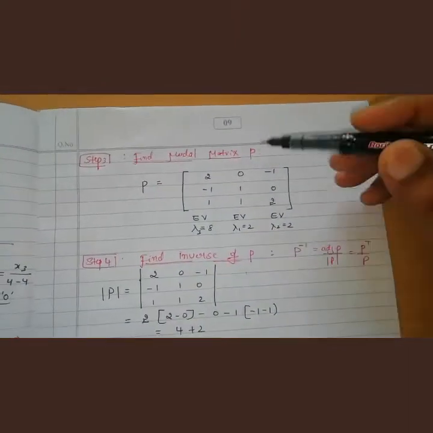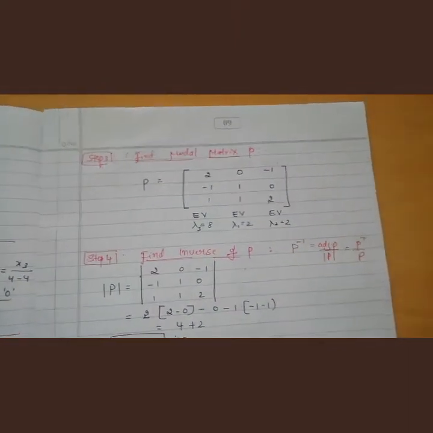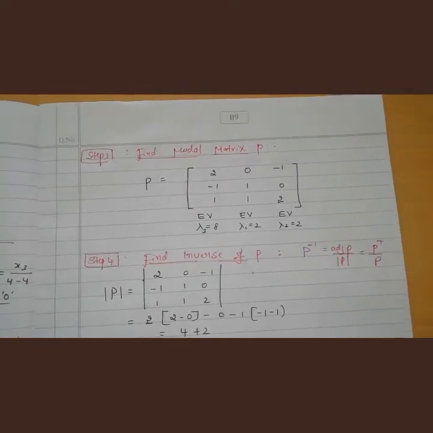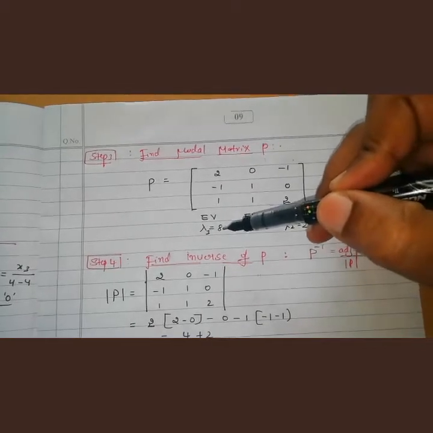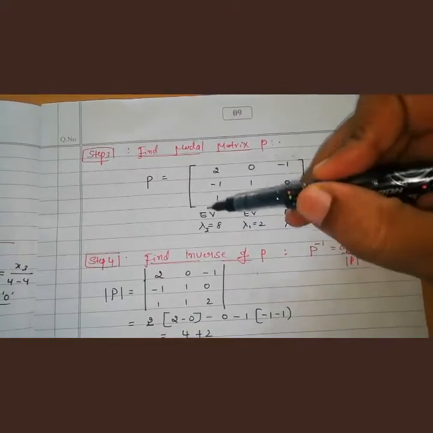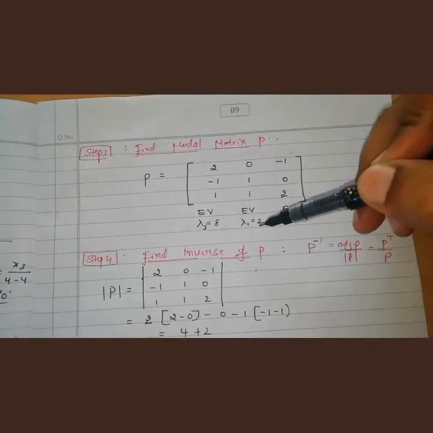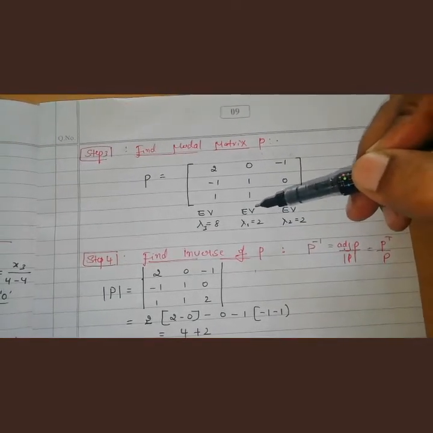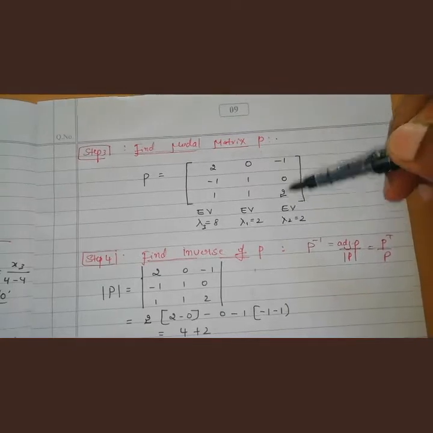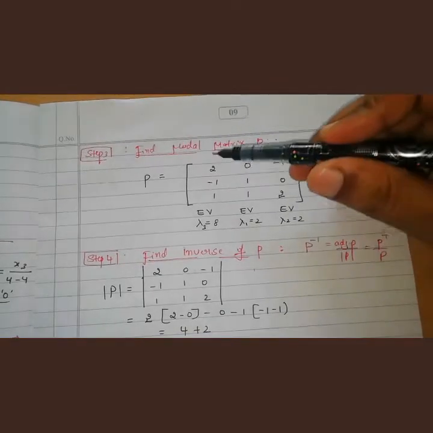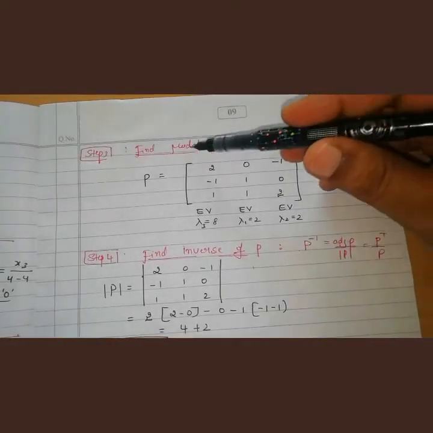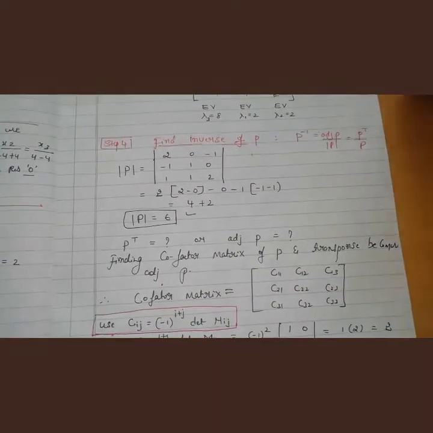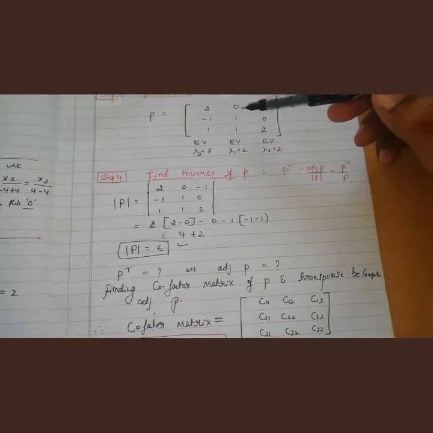So what is step number 3? Find the modal matrix P. Writing the modal matrix P is very easy. In P, the first column is the eigenvector for the first eigenvalue, then write the eigenvector you got for the next eigenvalue 2, and for eigenvalue 2 again, write the eigenvector you got. Just the collection of eigenvectors column-wise, which we got in step number 2, is called the modal matrix P. Once I have the modal matrix P, go to step number 4, which is finding the inverse of this modal matrix P.